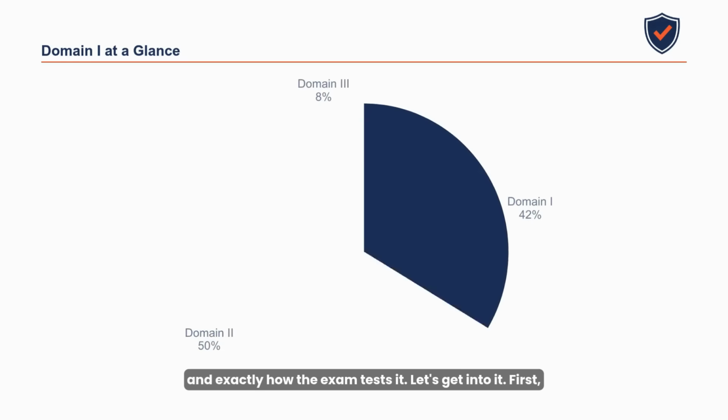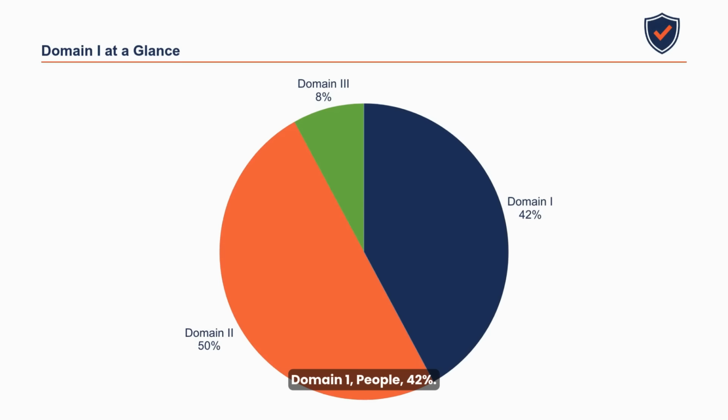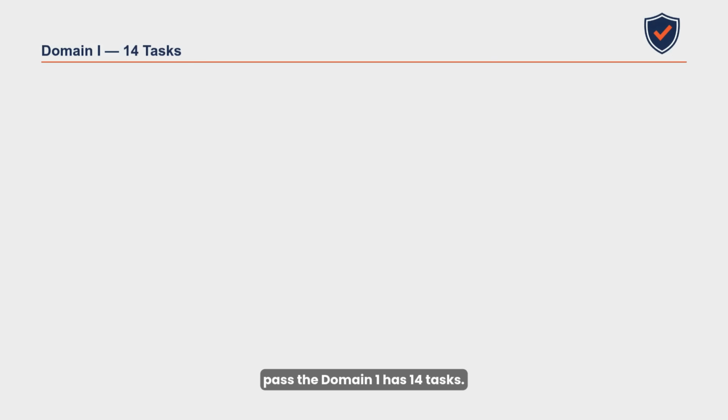Let's get into it. First, let's put Domain 1 in context. The PMP exam has three domains. Domain 1, People, 42%. Domain 2, Process, 50%. Domain 3, Business Environment, 8%. Domain 1 is almost half the exam. And unlike Domain 2, which is heavy on tools and techniques, Domain 1 is about mindset, leadership, and human dynamics. Getting this domain right is often what separates candidates who pass from those who don't.